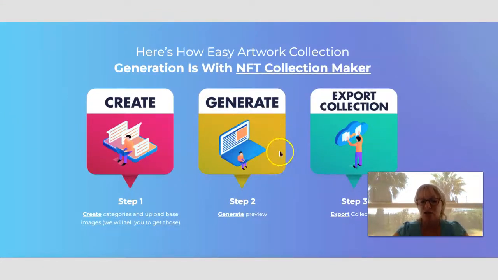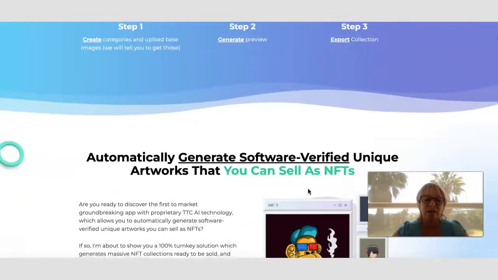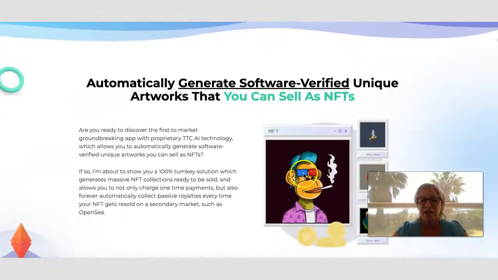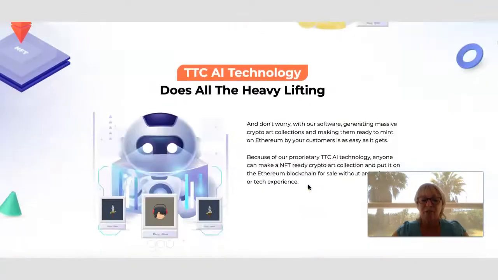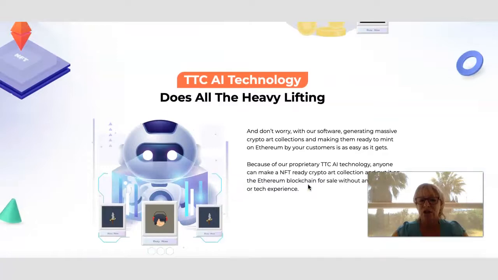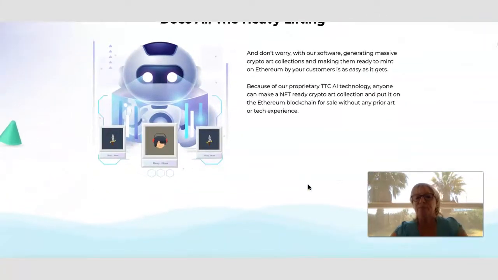So basically, as you saw, you create your NFTs, you generate the previews, and then you export these NFTs. And it's automatically generating unique artworks that you can sell. This TTC technology does all the heavy lifting and makes your artworks ready to be put on the Ethereum blockchain for sale without any prior art or technical experience.